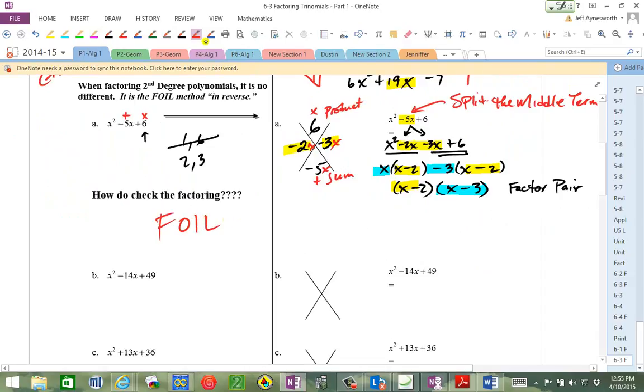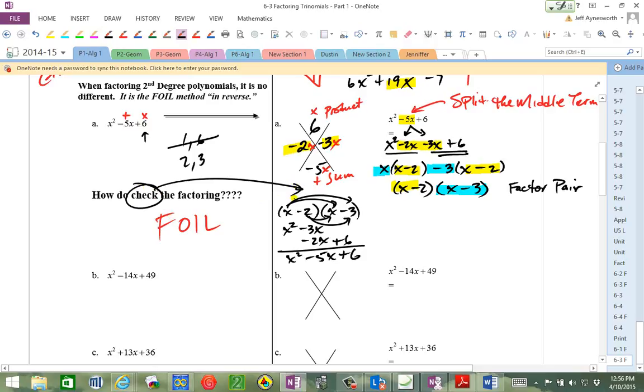So if we multiply these two just to check it, I'm going to check it right here. So I'm going to just repeat the problem here, separate the answer from my checking. And I go x times x is x squared. x times negative 3 is negative 3x. Negative 2 times x is negative 2x. And negative 2 times negative 3 is positive 6. And I get x squared minus 5x plus 6. That's my check, okay, right here. So keep that in mind. How do you check the factoring? You FOIL it, okay, guys?